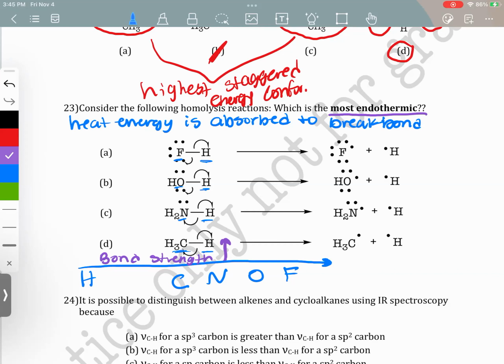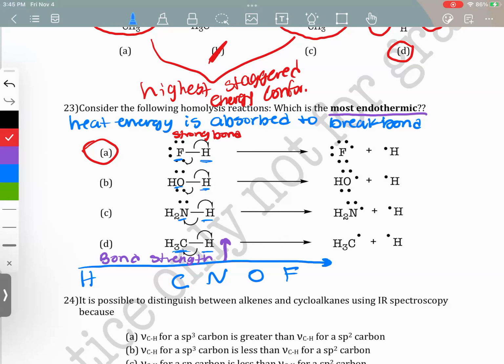So this question is about finding which of these bonds is strong and which of them is going to need a huge amount of energy to break. So we have a fluorine, oxygen, nitrogen, and carbon. Which one is the strongest out of all of them? Fluorine is more electronegative. So right now, this FH bond is definitely a strong bond.